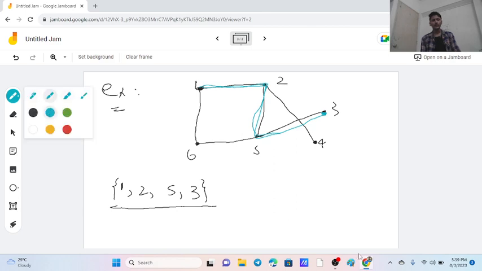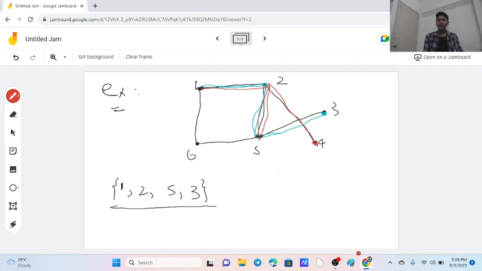Now, one important thing: you cannot repeat any vertex in a path. Like if you take here 1, 2, 5, 2 and 4, then this is not a path. Why? Because 5 and 2 are repeating, so you cannot repeat any vertex in a path. Okay, so that's all about path.